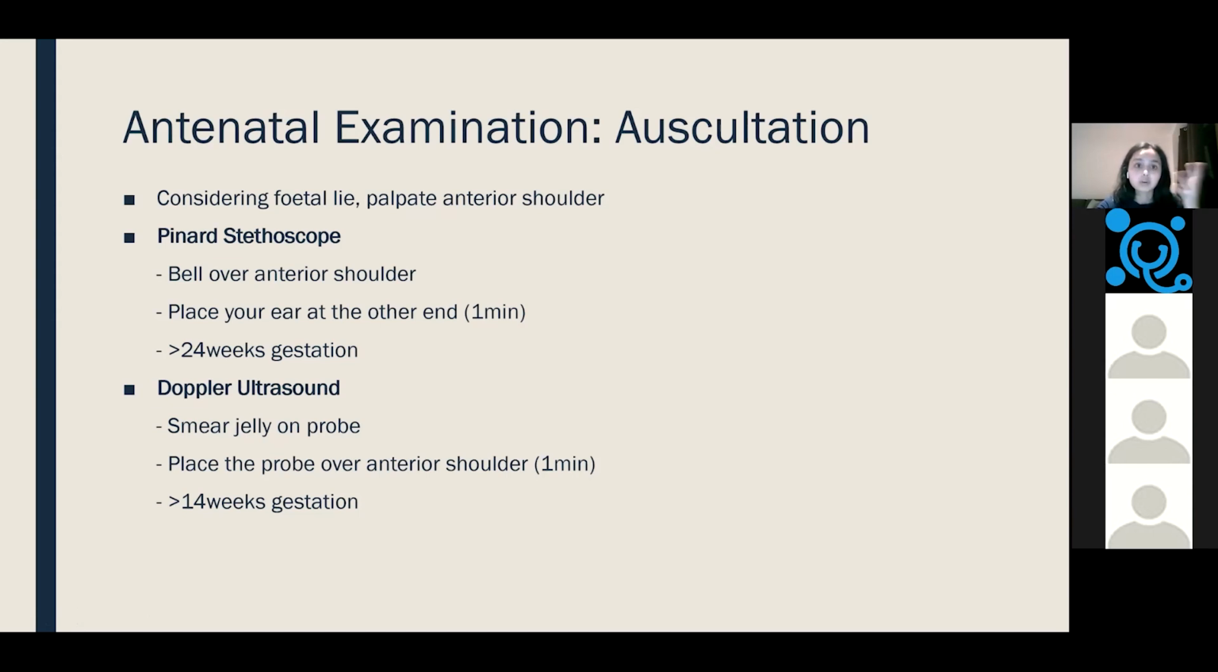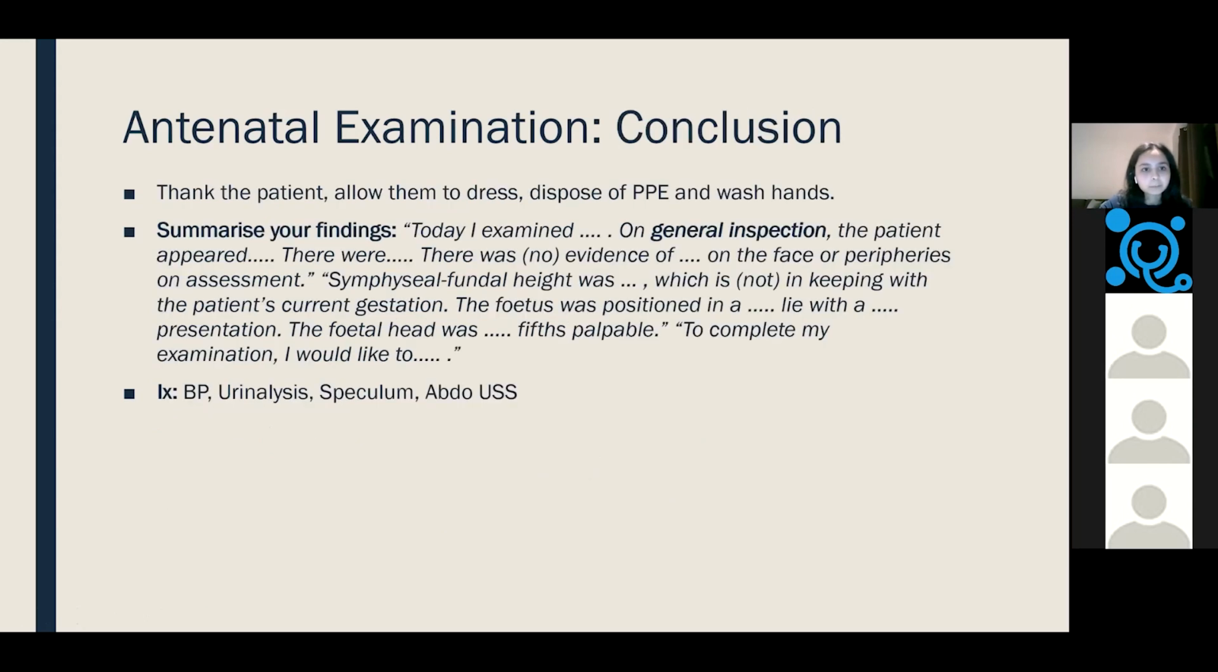The doctor will recheck again for you, because the mother can get quite worried if you're there just poking and not being able to hear any heartbeat. And then, of course, after you're done, you thank the patient, you allow them to dress, and you dispose of every PPE. Nowadays, obviously, it's going to be more than usual. Make sure you wash your hands again, and then you summarize your findings.